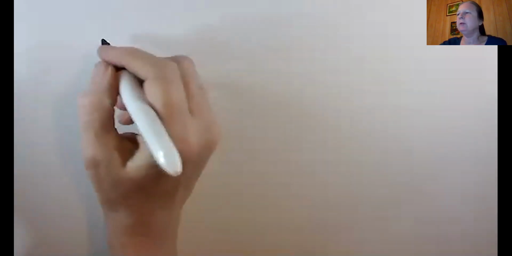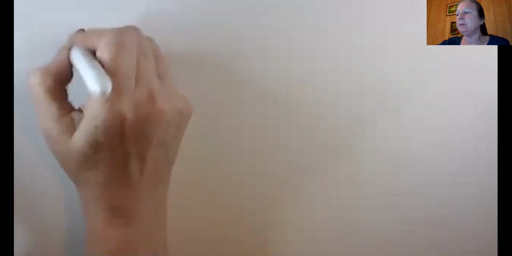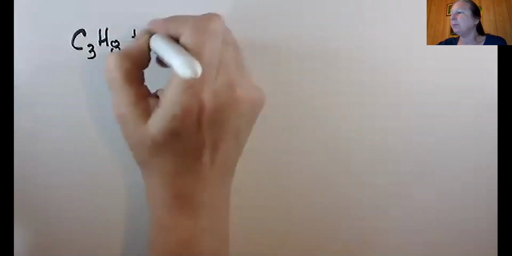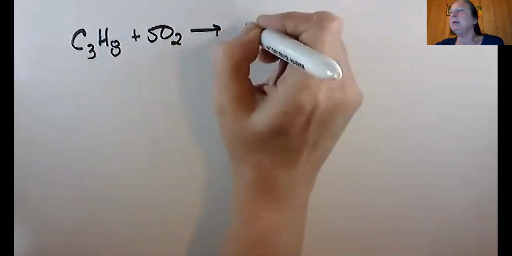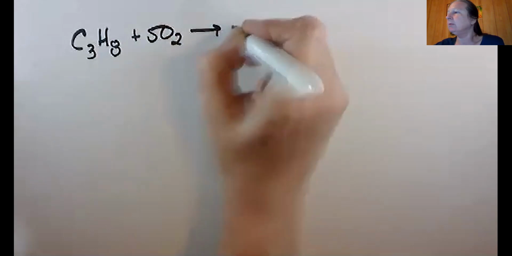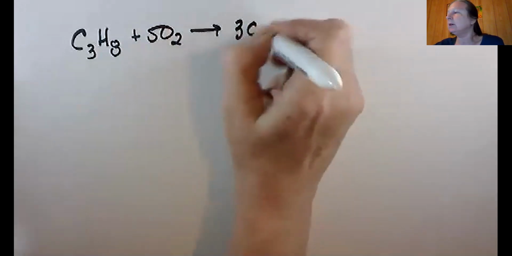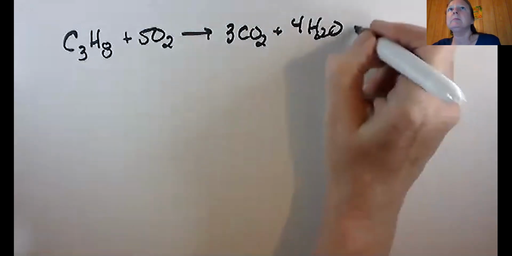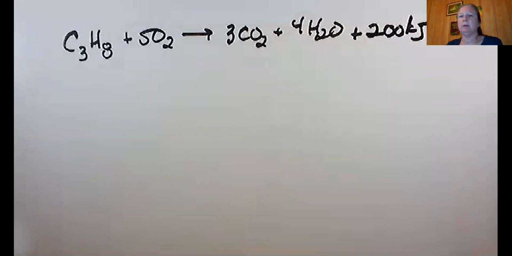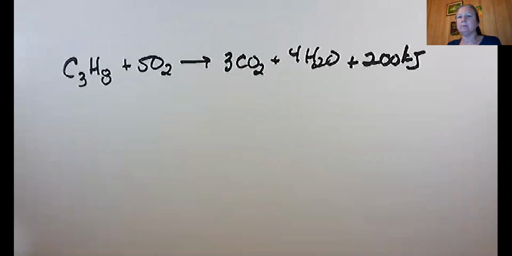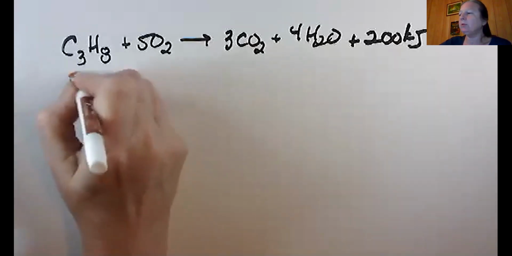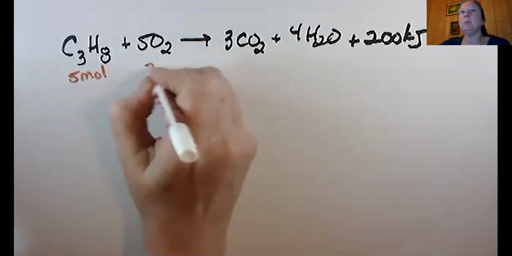This is the example we're going to use throughout a lot of these. Again, I'm leaving off the phases for space. So propane with 5 oxygen, that's a 5, not an S, gives me 3 carbon dioxide, 4 water, and 200 kilojoules. So it's exothermic, kilojoules are a product. And there's my stoichiometry. You walk in that day and you have 5 moles of hydrocarbon, and 30 moles of oxygen.